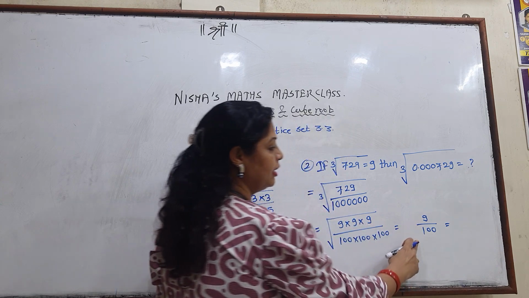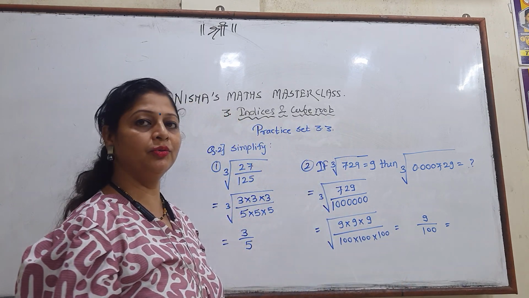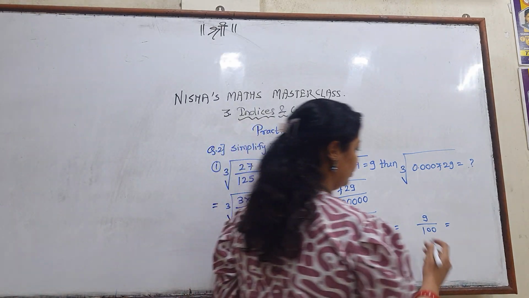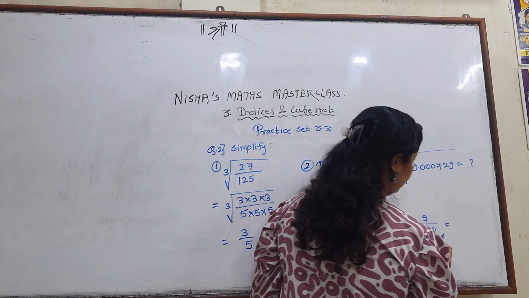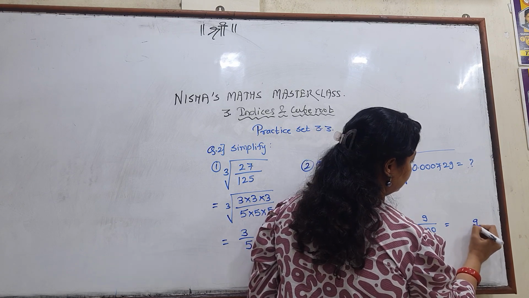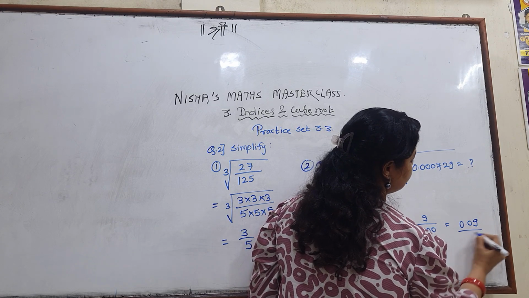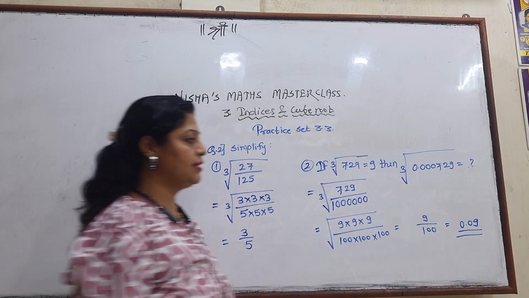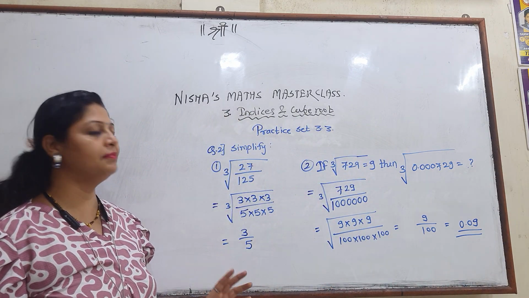So now this is 9 upon 100, and we have to convert it into a decimal fraction. Now this is the decimal fraction, so 0.09. So this is our answer. Understand children? Simple and easy method.